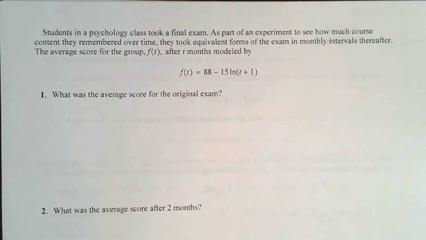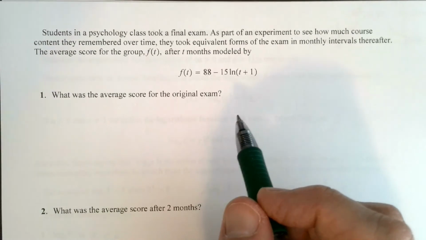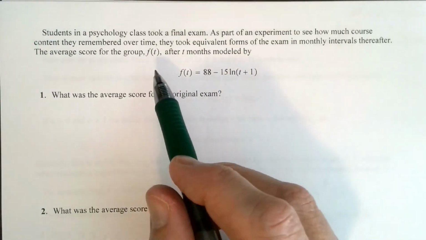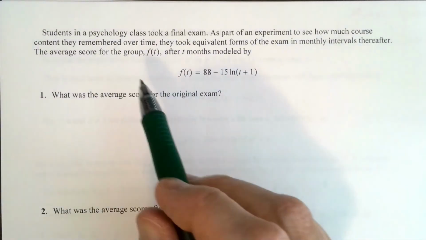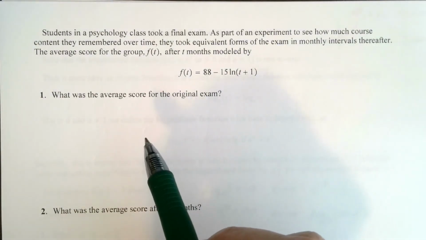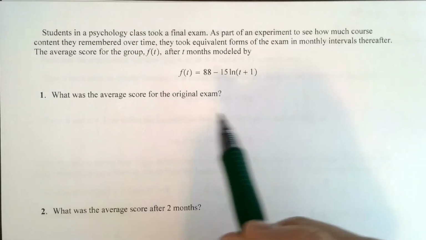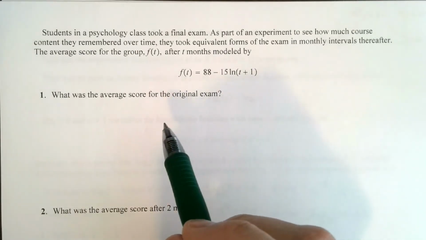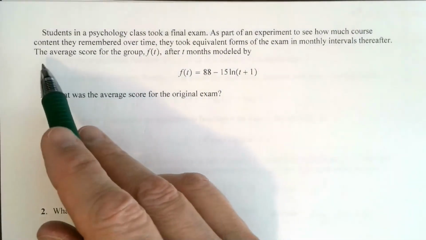We have that students in a psychology class took a final exam, and as part of the experiment to see how much course content they remembered over time, they took equivalent forms of the exam in monthly intervals thereafter. Sounds like a lot of fun, right? You take a final exam and then you take it again a month later, and then a month later, and a month later. That'd be a lot of fun. I'm sure they had to pay those students to take part in that.